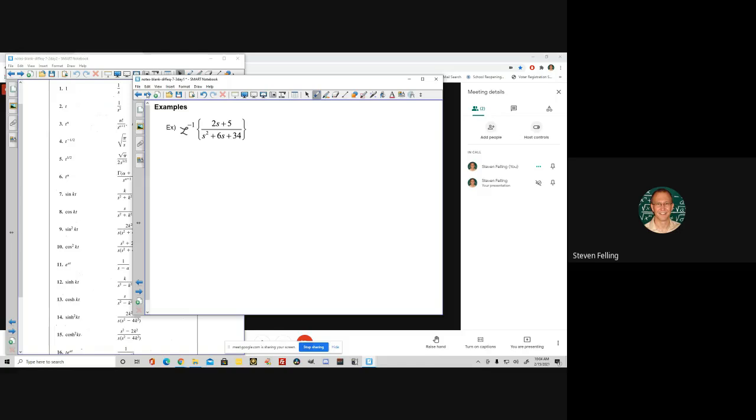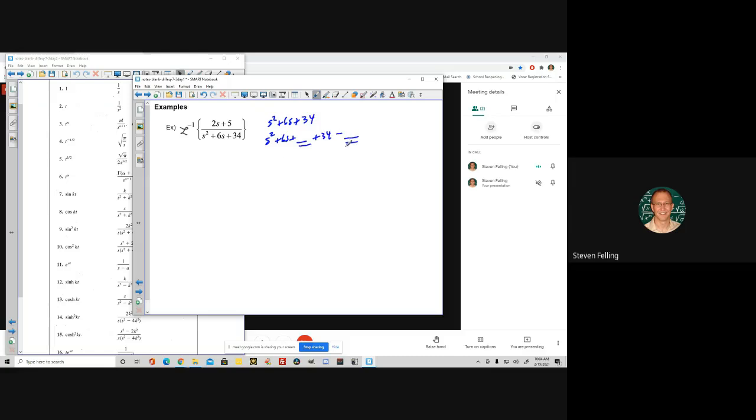All right, we've got the inverse Laplace of (2s + 5) over (s squared + 6s + 34). This one's not going to be factorable, so let's go ahead and try completing the square. So what's s squared plus 6s plus 34? I'll just write that as s squared plus 6s, leave a space, plus 34 minus the same amount.